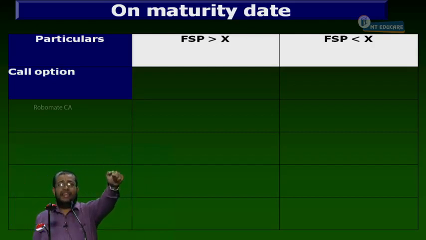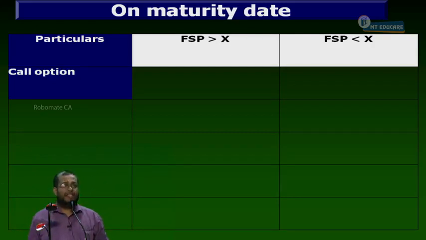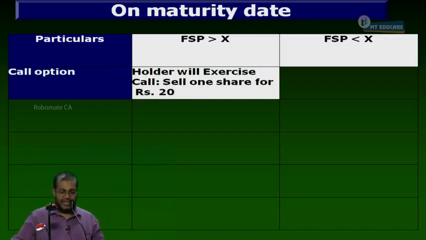When he exercises, he is going to buy the share and I have to sell the share. I will sell the share at the strike price. What is the strike price? How much is here? 20. Okay, 20. Write down: holder will exercise call. Hence, sell one share for 20. Everybody understanding it or not?